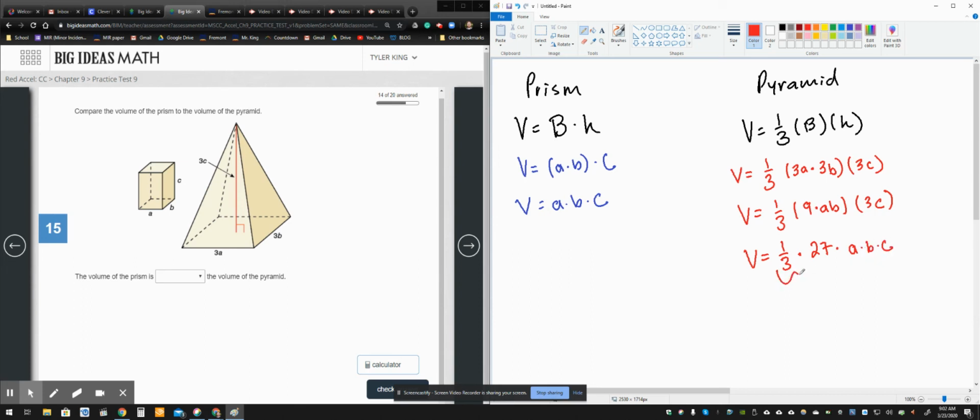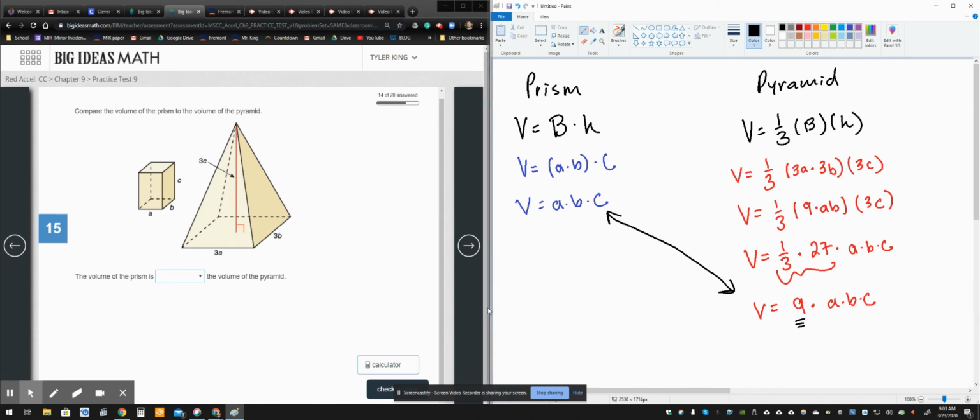Okay, we can simplify this piece here. 27 times 1/3. Volume is going to be equal to 9 times A times B times C. So when we start comparing these two things, we should be able to see that the only difference between the two is this 9 right here, and it's 9 times ABC.